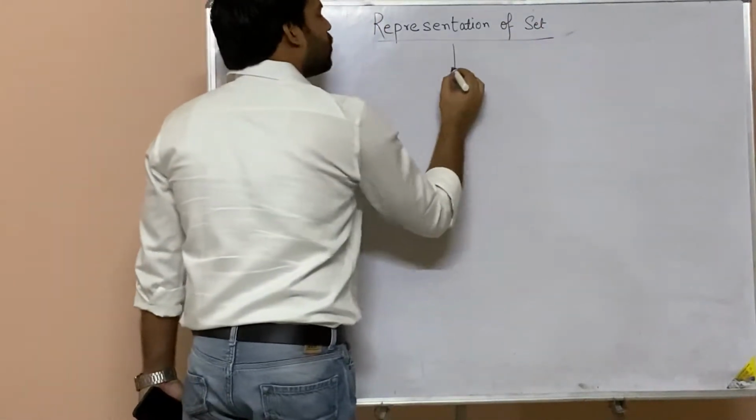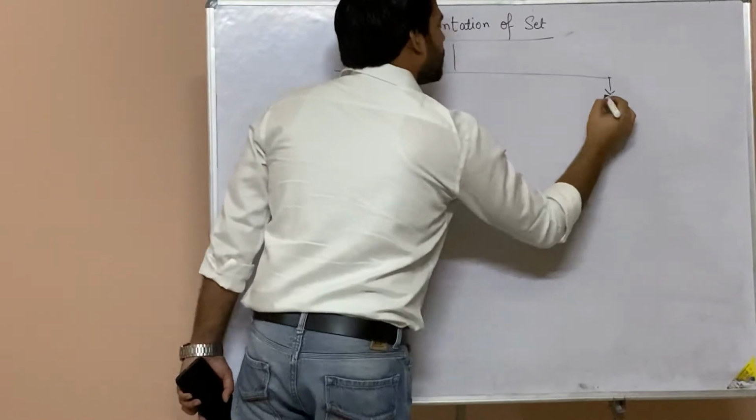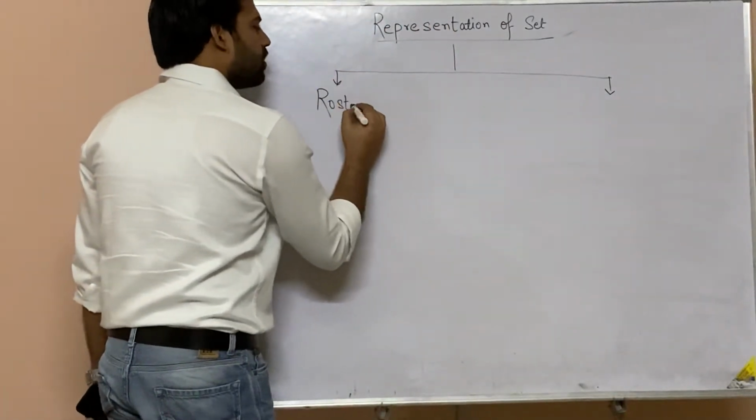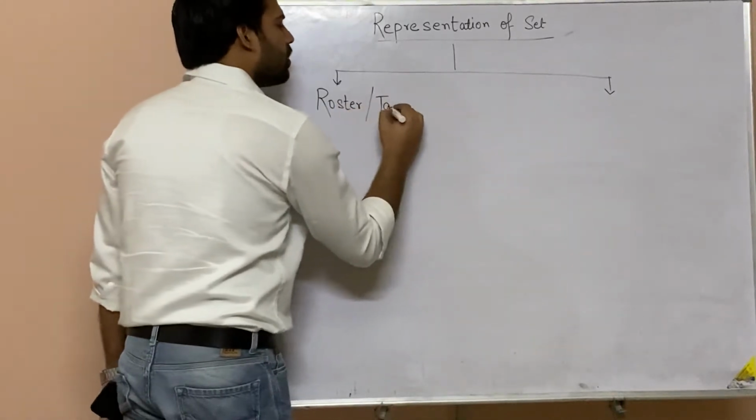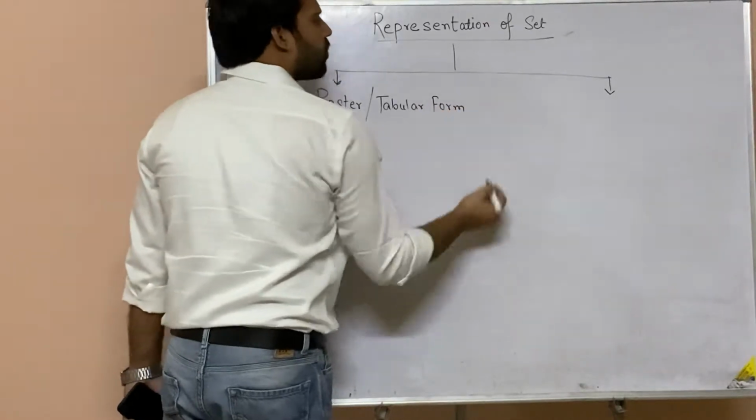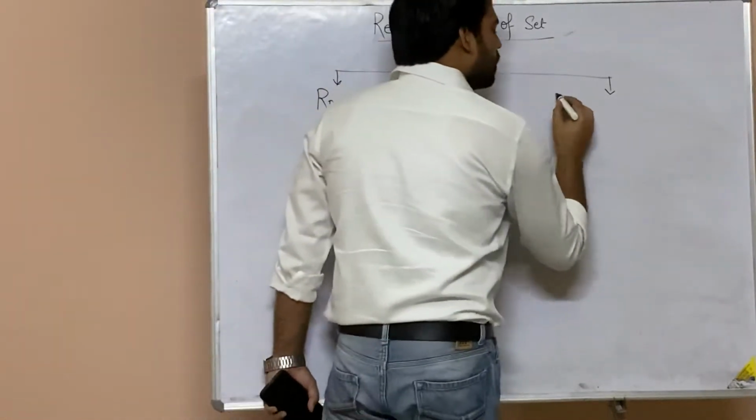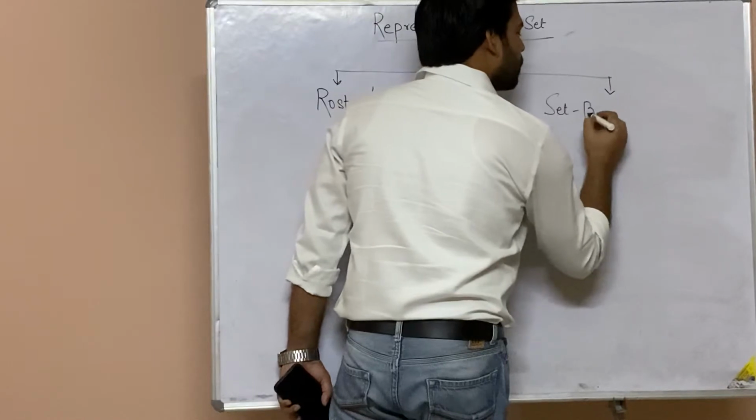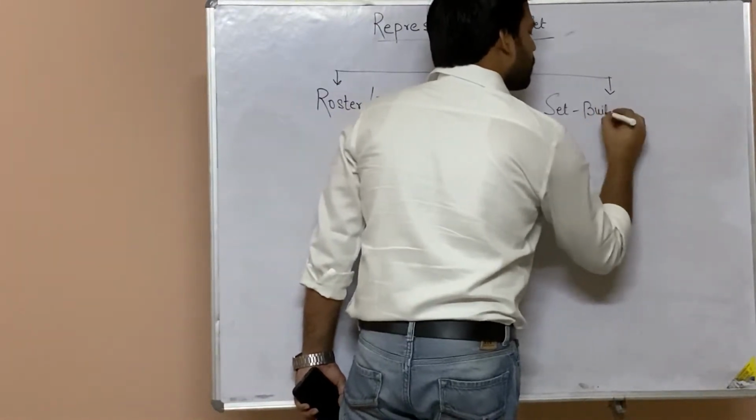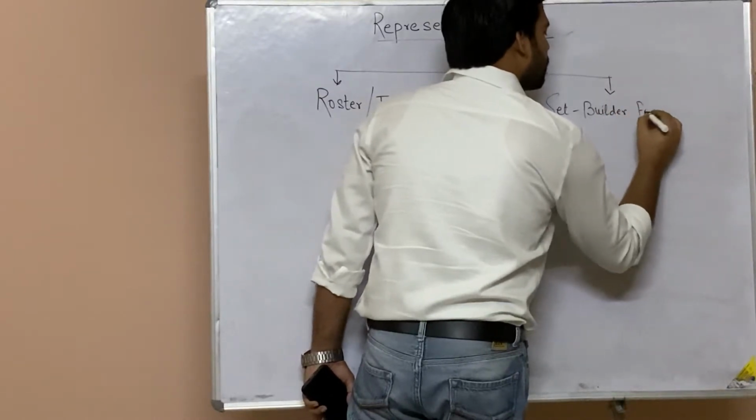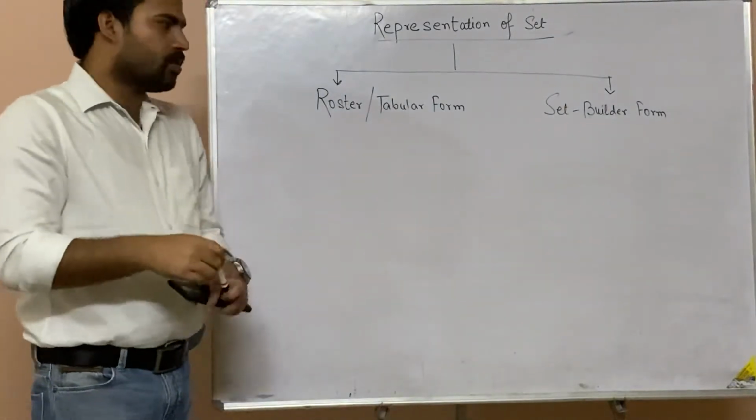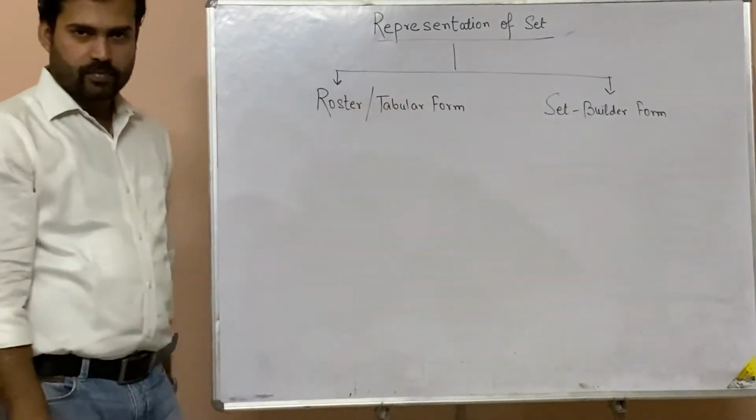Now, sets are usually represented by two methods. The first one is called roster or tabular form. And the second one is called set builder form. So these are the two forms, roster and set builder.